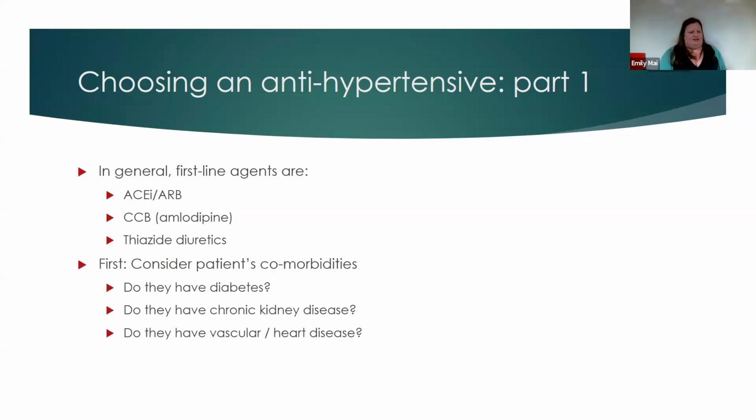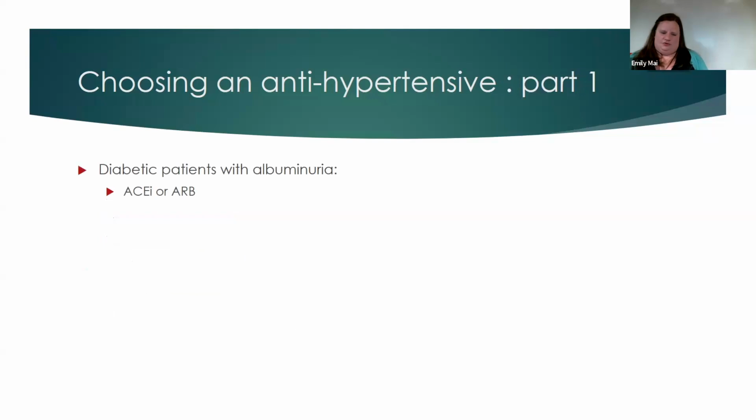So in my practice, I first consider what comorbidities this patient has. Do I have a compelling reason to use one over the other? Because there is no guideline for choosing one over the other. It's kind of whatever feels right if they don't have a compelling reason to choose another one. So do they have diabetes? Do they have kidney disease? Do they have vascular heart disease? And then you talk specifically about those things.